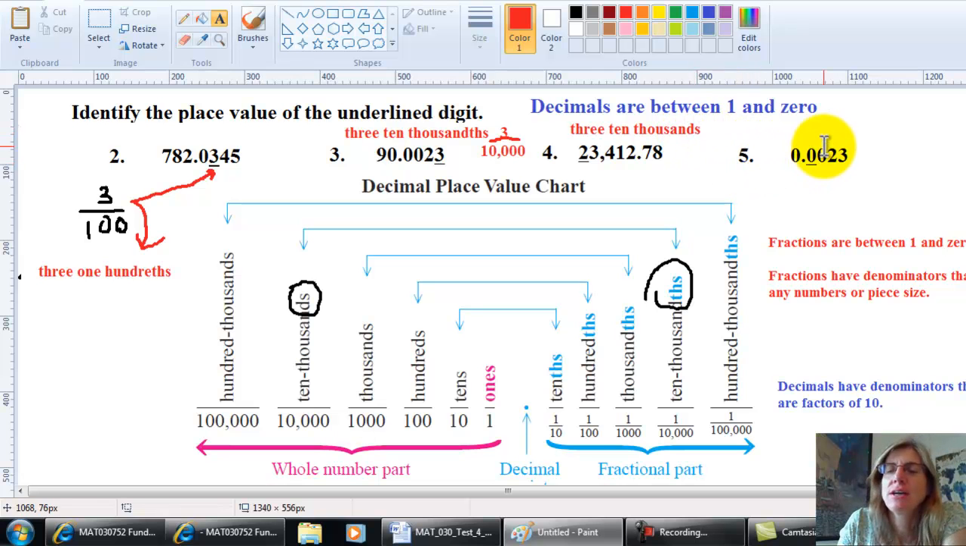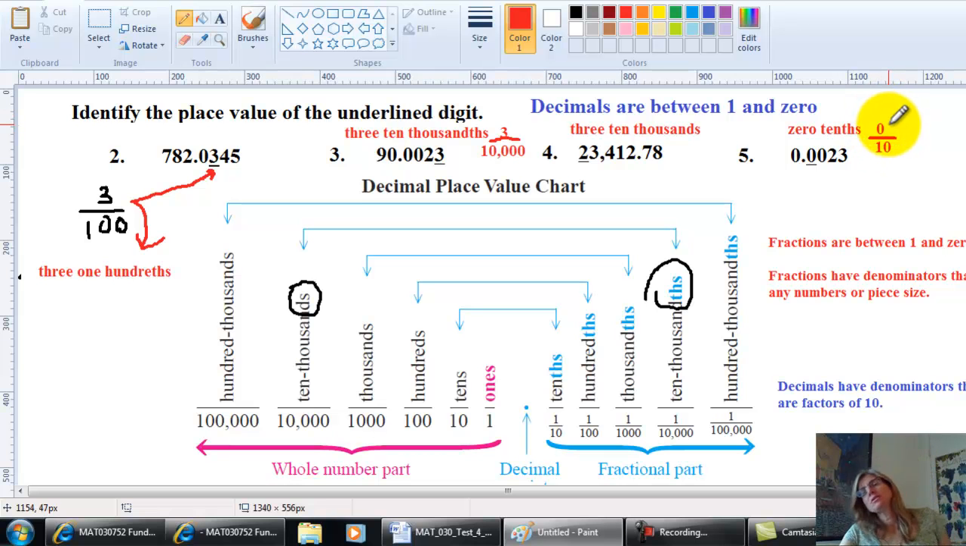Alright, number 5, we're going to look at this place value, and here's the decimal point. It's 1 to the right, so it's tenths. But in this case, it's 0, so it's 0 tenths. You can write that as a fraction, 0 over 10, like that. You can have 0 as a numerator, but not as a denominator. Notice all the fractions that we have made all have a multiple of 10 in the denominator.